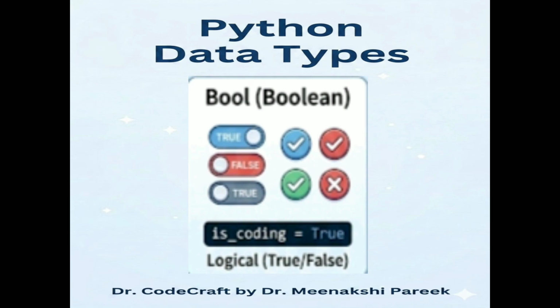Next we use the data type boolean. We also use bool to represent the data type, and this represents true or false.